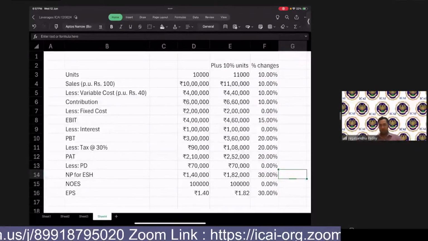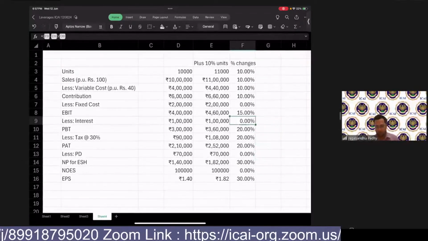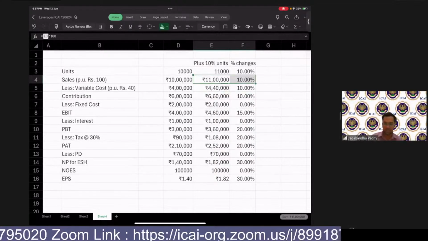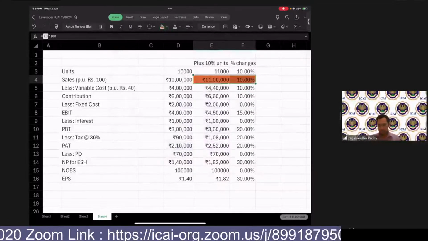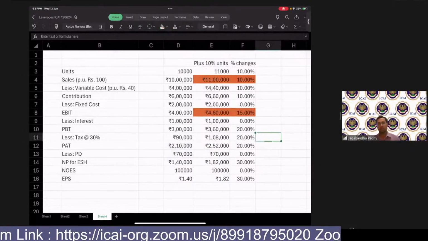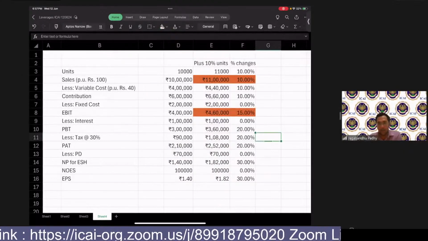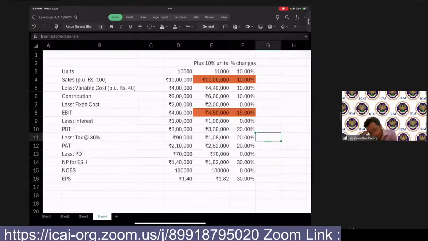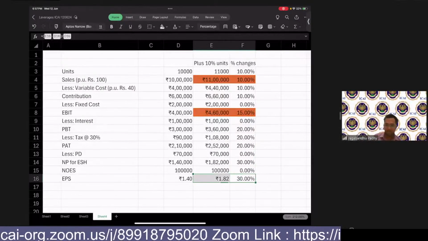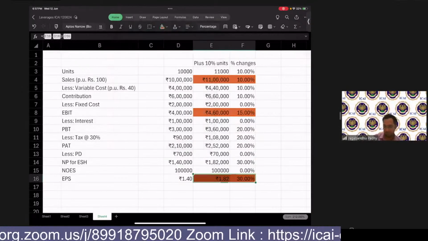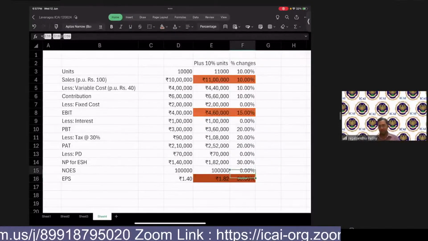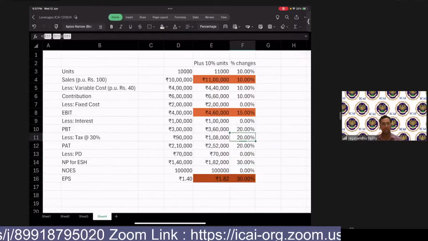Here, you observe that the change in sales is 10%, but the change in EBIT is 15%, which tells us that the operating leverage is 1.5. But when it comes to financing leverage, look at the change in EPS. Change in EPS is now 30%. It's not the same as 20%.